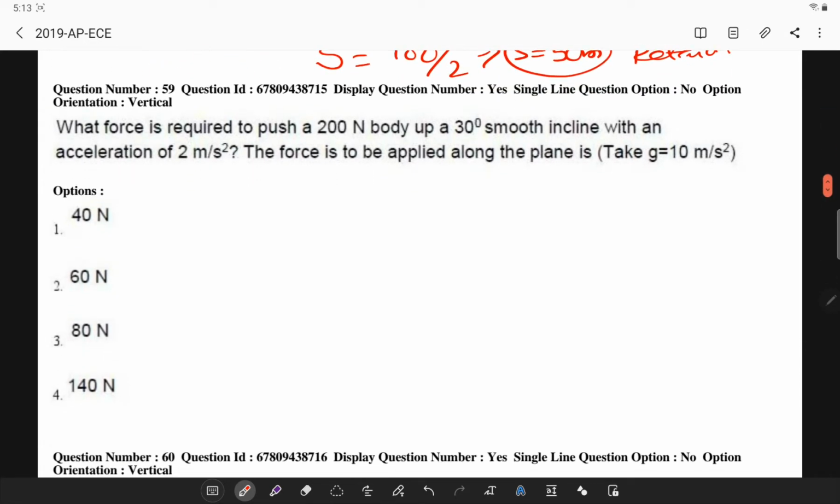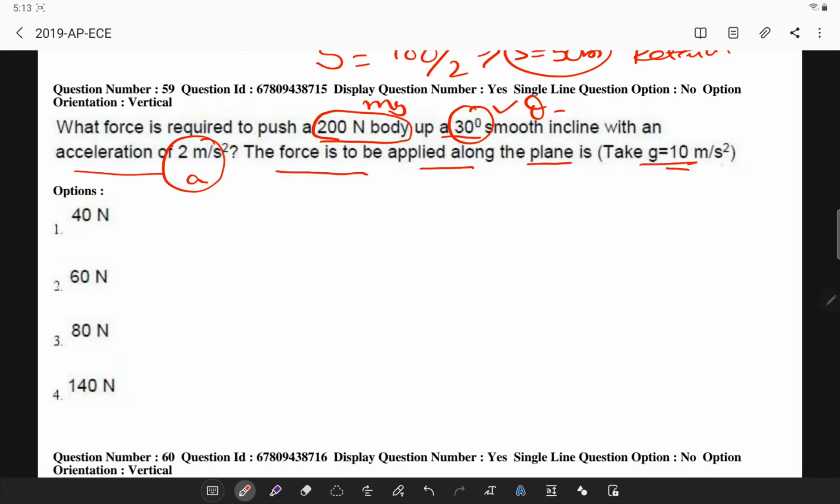So the next question. What is the force to which a 200 Newton, so I have mg given here, is pulled up at 30 degrees, so the angle of inclination theta is 30 degrees, with an acceleration, so we have the acceleration given. Now what is the force to be applied along the plane in this case? So I'll just draw a symbolic diagram of this. So I have a body here, and I am drawing the lines of force.